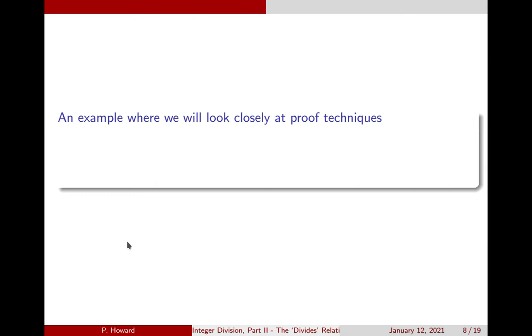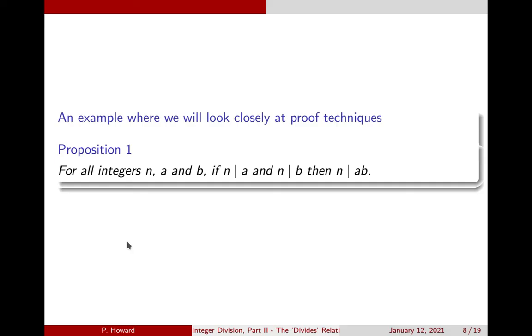Here's another example proof, where we're going to look a little bit more closely at proof techniques. This will be a review of Math 211. So we're going to prove this proposition about the divides relation. For all integers n, a and b, if n divides a and n divides b, then n divides a times b. Should be a fairly easy proof.